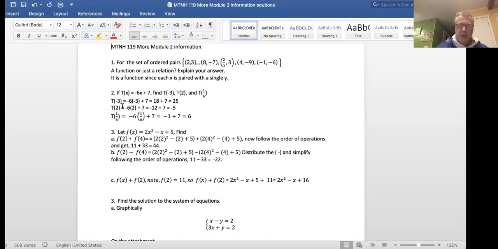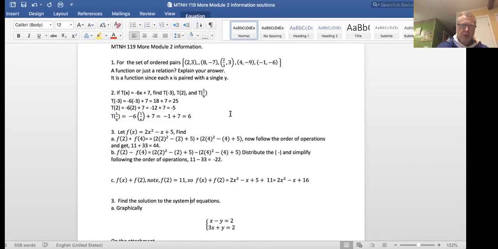T of 2, same idea. We plug 2 in for x and then follow the order of operations. So -6 times 2 gives us -12, plus 7 gives us -5. And then t of 1/6, we plug 1/6 in for x and follow the order of operations. Fortunately here, the 6 right here is in the denominator. The -6 out front is in the numerator, so the 6's cancel. Since this is negative, it leaves us with -1. -1 plus 7 gives us 6.